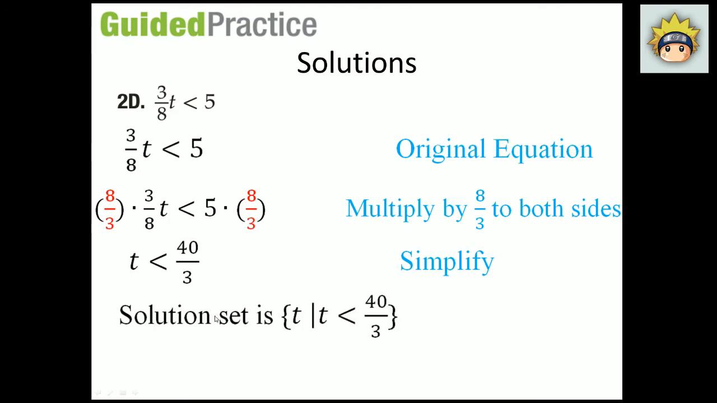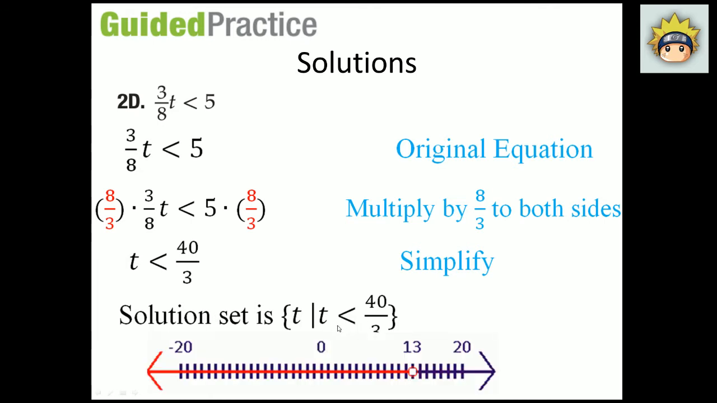So the solution set is t is less than 40 divided by 3. Again, this should be 13 something, right? It shouldn't be exactly on 13. It should be 13 something. It's open and it goes all the way to the left because it can be any negative value, right? It could be 1, 2, 3, 4, 5, right? T can be any value that is less than 40 divided by 3.